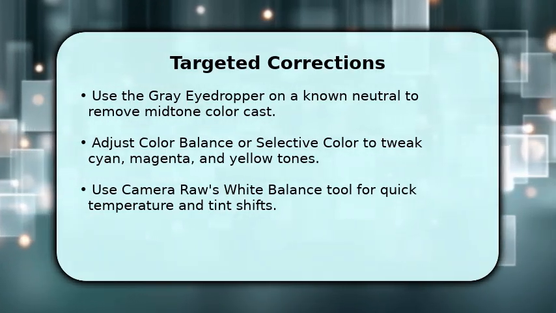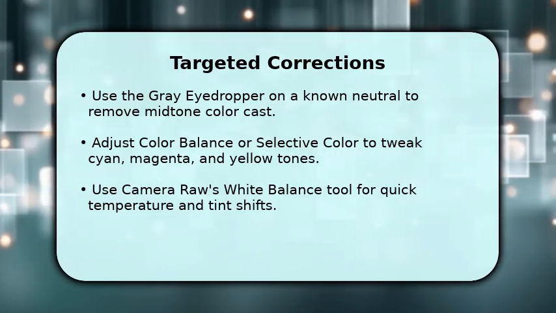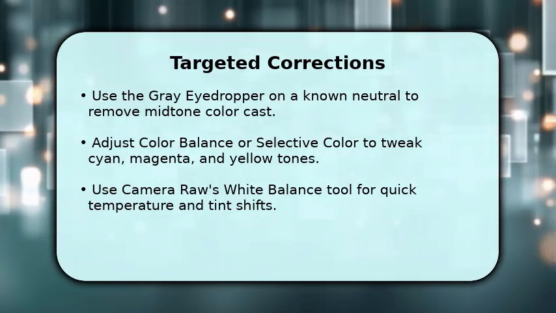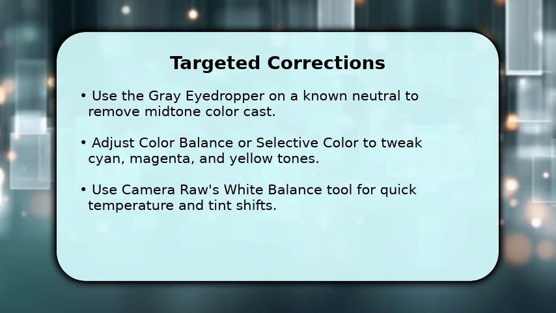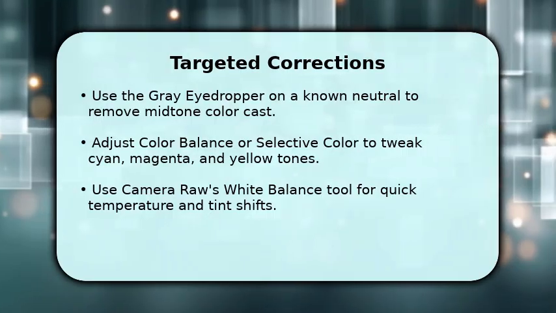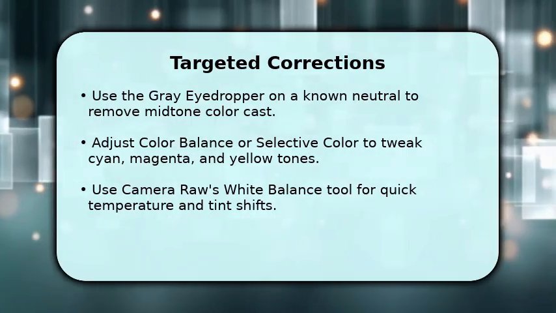Open Color Balance or Selective Color to tweak cyan, magenta, and yellow values targeted to shadows, midtones, and highlights. Use Camera Raw's White Balance tool for quick temperature and tint shifts on raw files or smart objects.